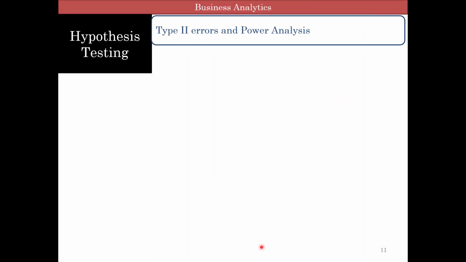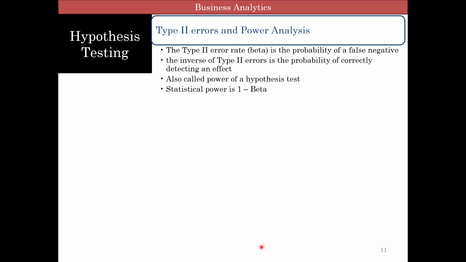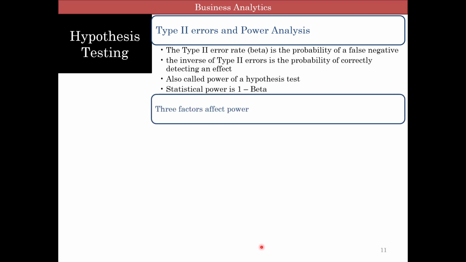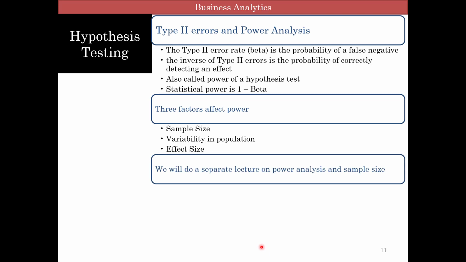Type 2 error and power analysis. And we'll talk more about power analysis later on. Type 2 error, or beta, is the probability of a false negative. The inverse of type 2 error is the probability of correctly detecting an effect, also called the power of a hypothesis test. This is 1 minus beta. 3 factors affect power. Sample size: more sample size will increase your power. Variability in population: if your variance is smaller, you'll increase your power. Effect size, that is how big the effect is. The larger the effect is, the more statistical power you're going to have.